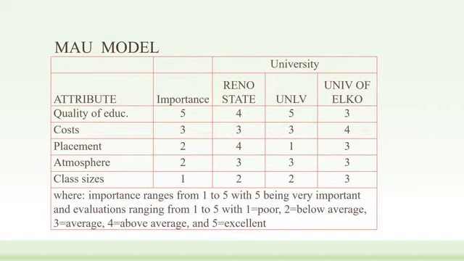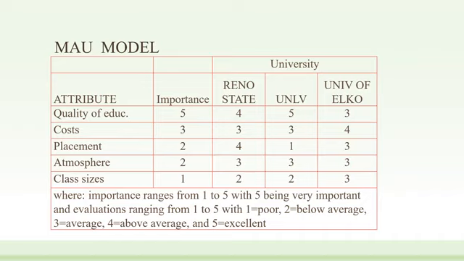So here I have a simple example. The example is our universities, three universities in Nevada. And as a parent, I'm trying to decide, and my child is trying to decide which of these three schools to attend for college. The three alternatives are Reno State University, UNLV, and the University of Elko.